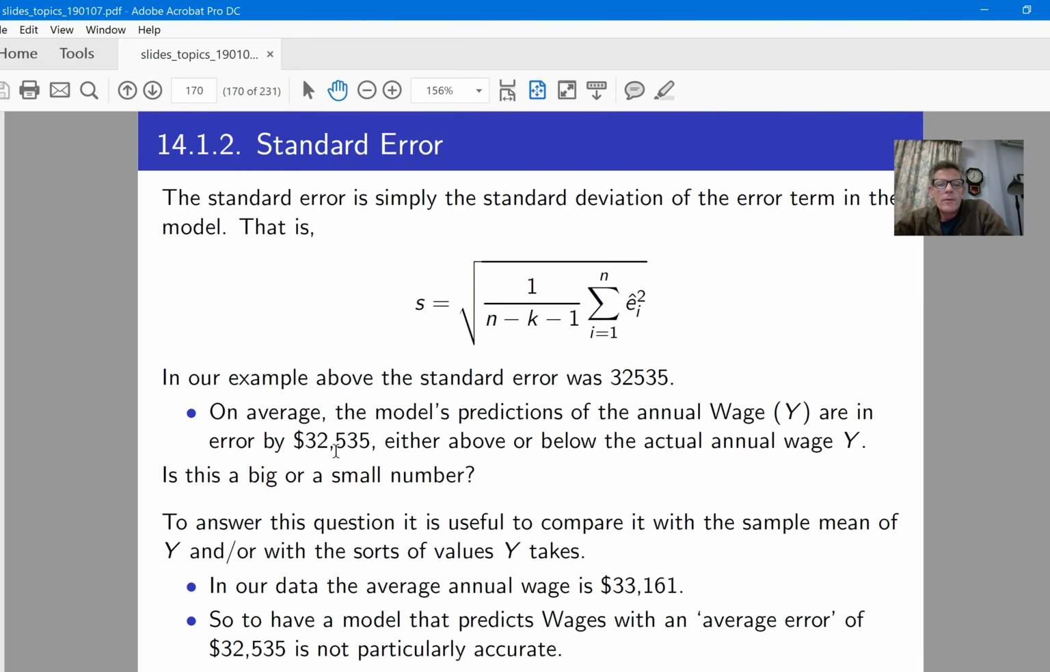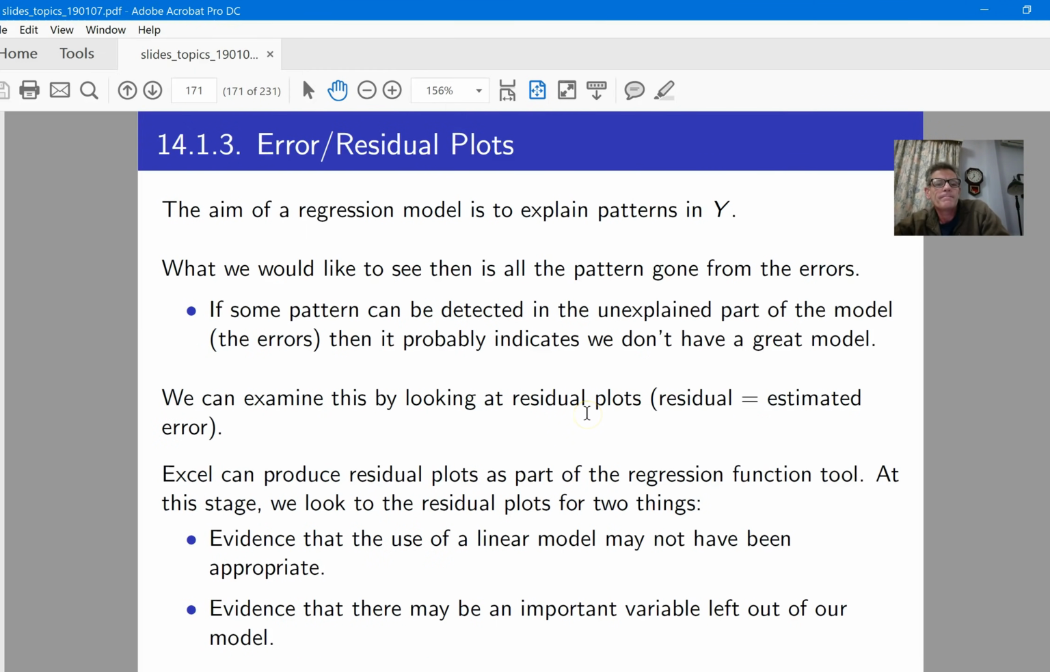So there's not a black and white way of saying what's a big standard error and what's not. But in this case, we've actually been told that the average wage was $33,000, and we're predicting the wage of an individual based on their education level and their age. And on average, we're going to be wrong by $32,000 above or below. That's not very good. So that's a pretty poor model, you have to say, at that point. So that's our second means of evaluating our model.